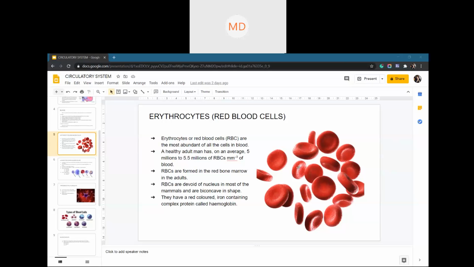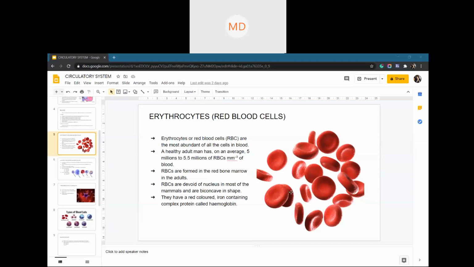And origin is discussed. The origin of red blood cells is the bone marrow. Okay, red bone marrow. You can omit this red; if you just write bone marrow, it will be okay. So the red blood cells originate from the bone marrow, and they are the largest in number, the most abundant out of all the blood cells. And the second is that they are biconcave in shape.